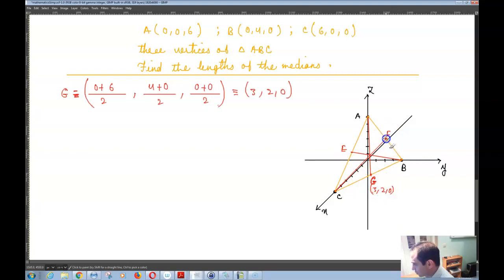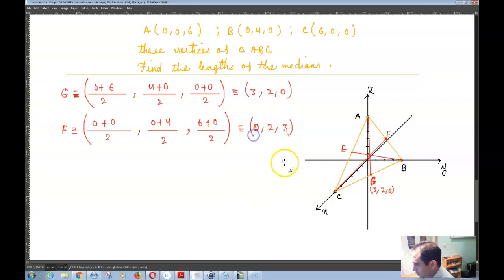This point over here is halfway between A and B. So the coordinates of the point F, halfway between A and B, would be (0 plus 0) divided by 2, (0 plus 4) divided by 2, and (6 plus 0) divided by 2, which is equal to (0, 2, 3). So the coordinates of the point F would be (0, 2, 3).